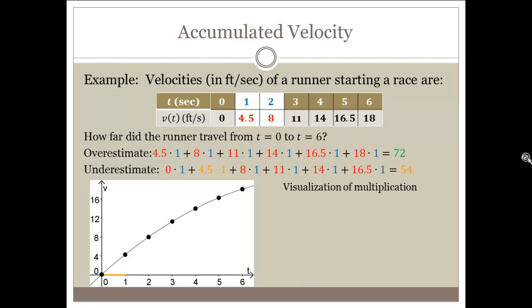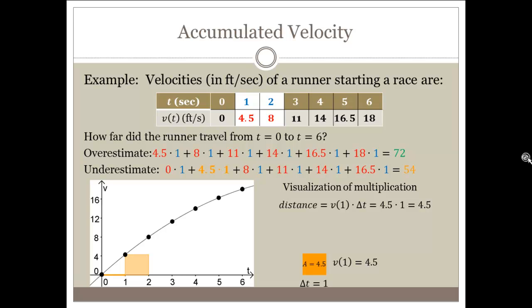Moving on to the next time interval, we approximated that the distance traveled was v at 1, 4.5, times 1 second, for a distance of 4.5 feet. This can be represented as a rectangle of height 4.5 and width 1, giving an area of 4.5 representing the distance. We will add this to our graph over the time interval from 1 to 2. Notice here that since the height of this rectangle is v of 1, we pass through the point on the graph 1, v of 1.